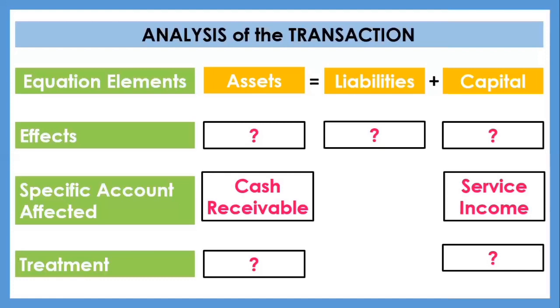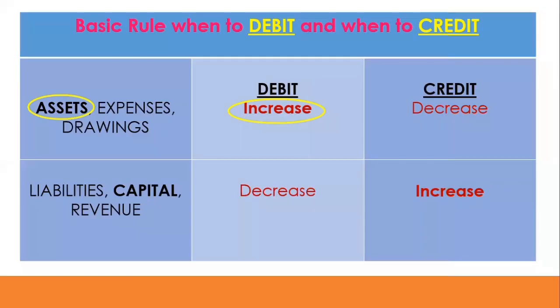Now, the second step is to determine the effects towards our assets, liabilities, and capital. In this case, it increases our asset, no effect on our liability, and it increases our capital as well. Now, the last step is how we will treat these accounts. Going back to the basic rule, since cash is an asset, we will encircle asset, and since our asset cash will be increased, we will debit cash. On the other hand, since service income is under capital, we will encircle capital, and since our capital will increase, we will credit the account.